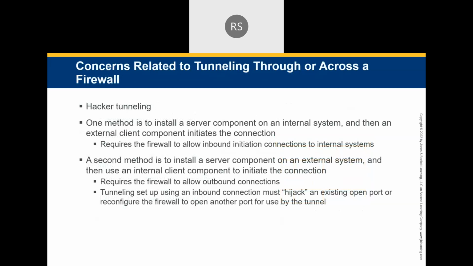A second method deals with outbound connections. That's where the attackers install a server component on an external system, and then they leverage an internal client's component to initiate the connection. Now, with this approach, it requires that the firewalls allow outbound connections from internal systems to external servers, which is also posing a security risk.